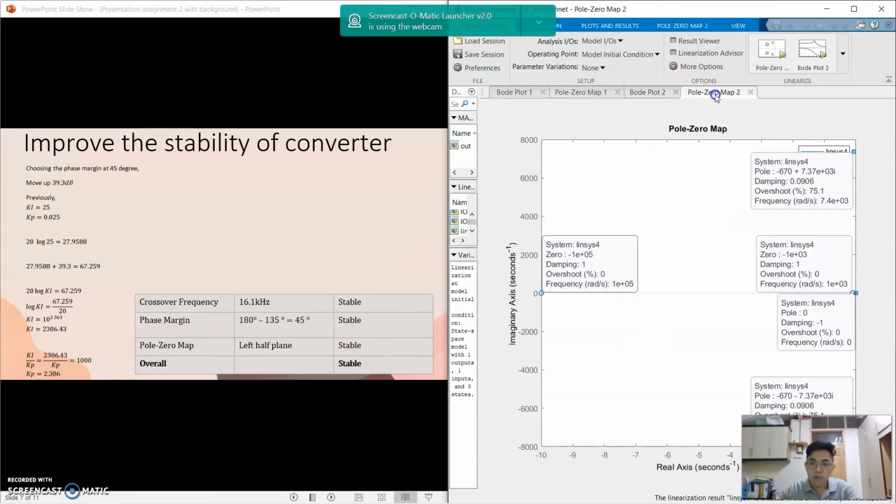So we also perform the pole zero map. Since all of the poles and zeros are in the left half plane, it's stable. So overall, this converter is stable. So that's all for me.